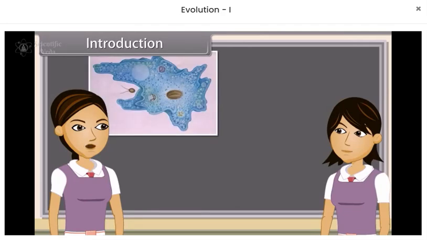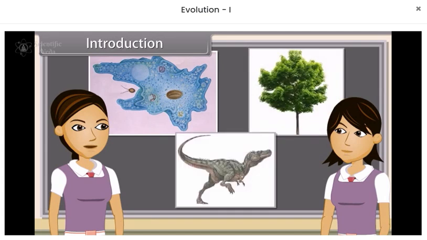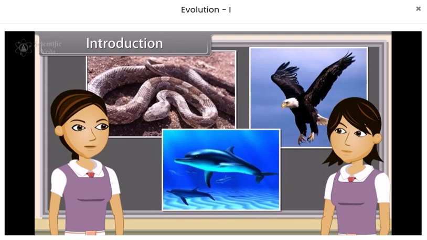Can you name this organism? Yeah, this is amoeba. Name these organisms as well. The first one is a tree and the second a dinosaur. Identify these creatures. Snake, eagle and dolphins.